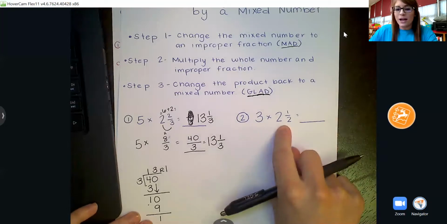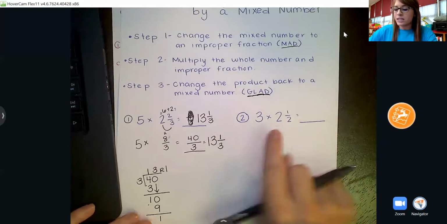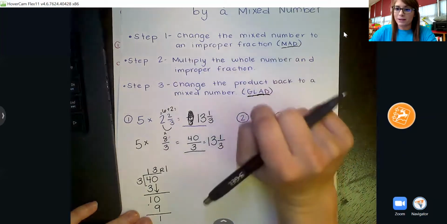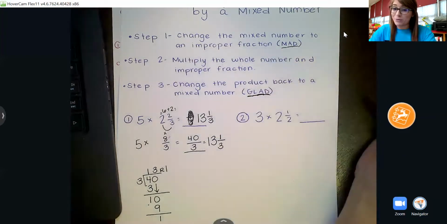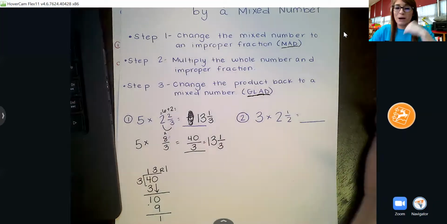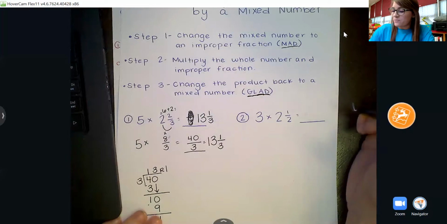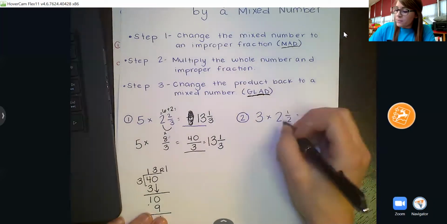3 times 2 and 1/2. First step is we're going to have to change that mixed number to an improper fraction by making it MAD, okay? I might be making you mad in the process of making the improper fraction, but we got to do what we got to do, guys, right? Okay, so let's take 2 and 1/2.